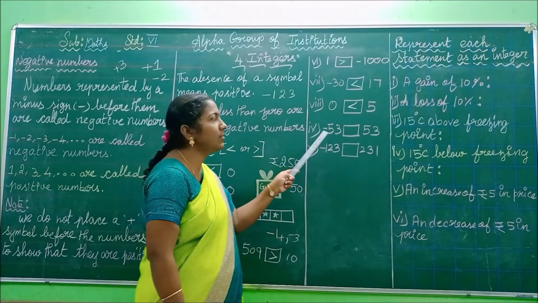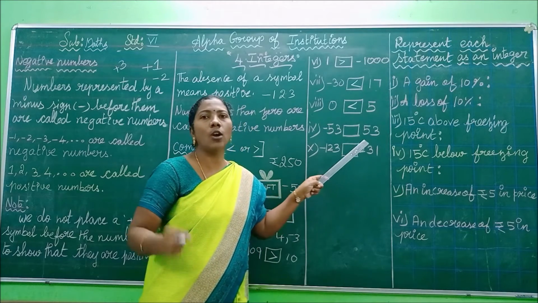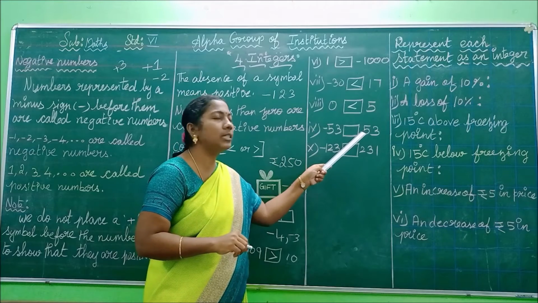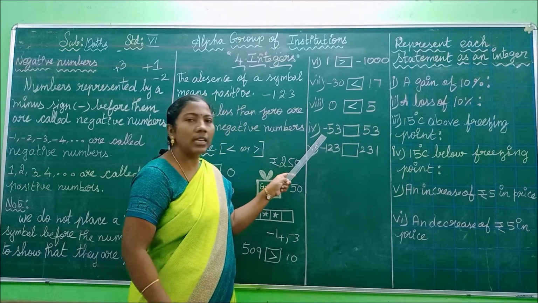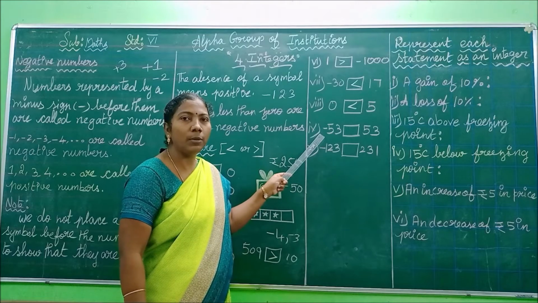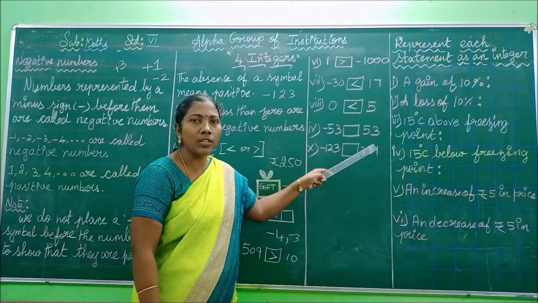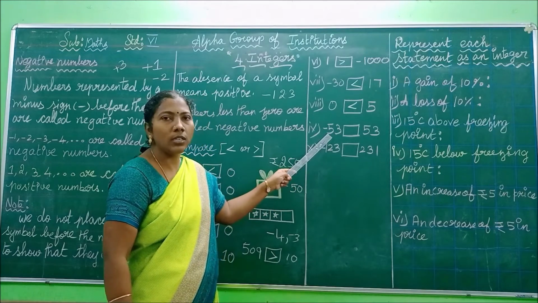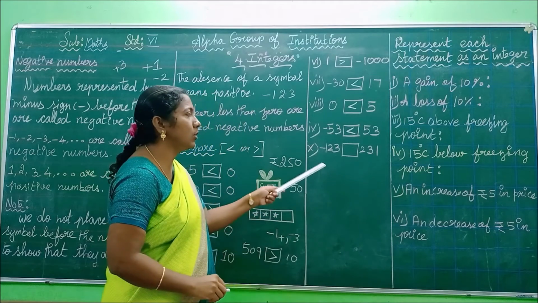See here, minus 53, here 53. I already told you that 53 means there is the plus symbol in front of that number. So this is a positive number. This is a negative number. Always a negative number is less than 0 as well as less than a positive number. So this is the smallest value. So you have to use the less than symbol. Do you understand, children?